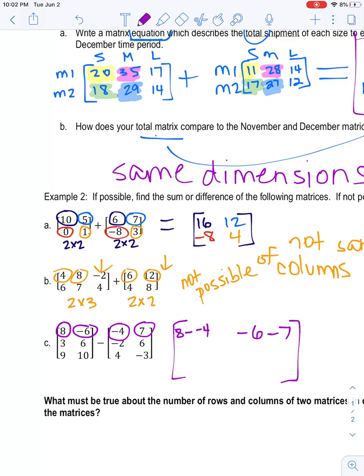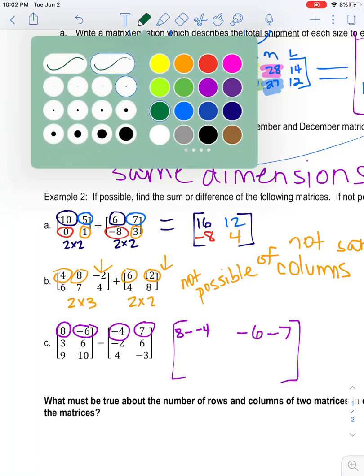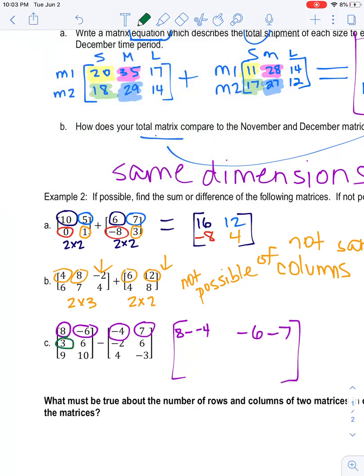Okay, so I'm not simplifying yet, I'm just showing the work for now. I'll do row 2 all in the same color. Let's use green. So I have a 3, and then I'm subtracting a -2. So I'm putting 3 minus -2. And then a 6 minus 6. In the last row, I have a 9, and I'm subtracting a 4. And then I have a 10, and I'm subtracting a -3.